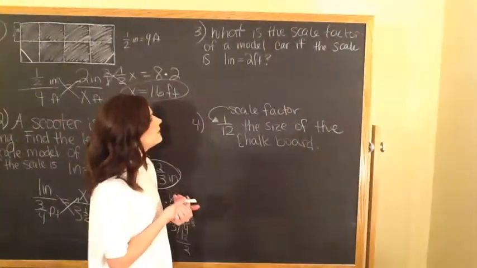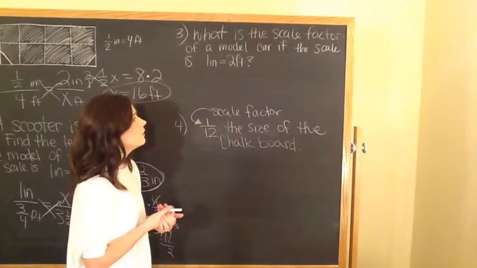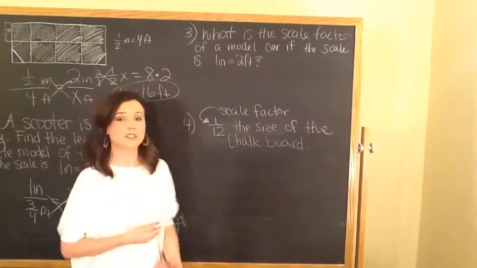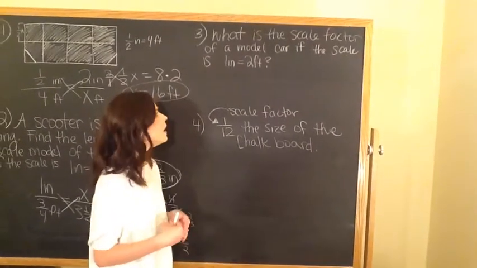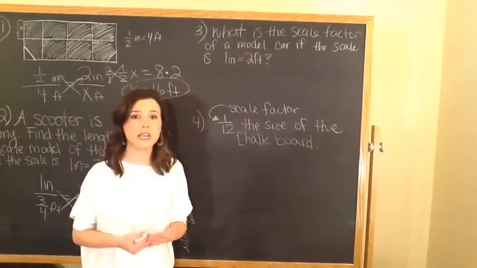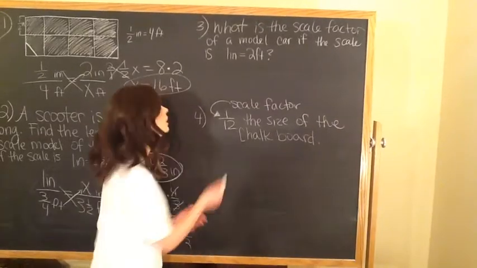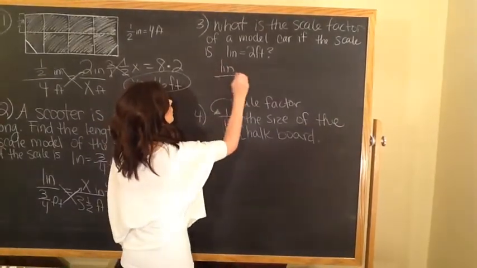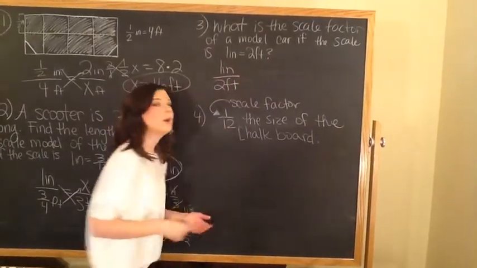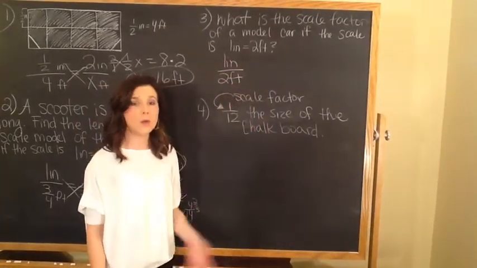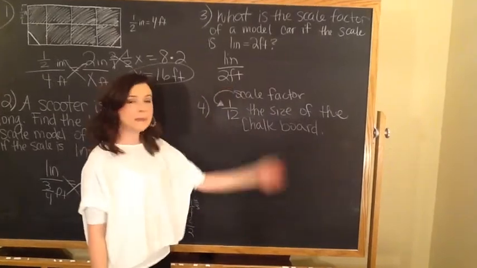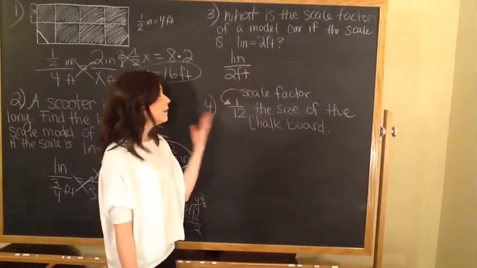It says, what is the scale factor of a model car if the scale is 1 inch is equal to 2 feet? So this time we're doing something a little bit different. We're not really setting up proportions as much as we're changing our scale to a scale factor. So we have 1 inch over 2 feet. Now the reason why this is not a scale factor yet is because we have different units. So what I want to do is say, okay, I'm going to take my bigger unit, which is feet, and I'm going to change it to inches.